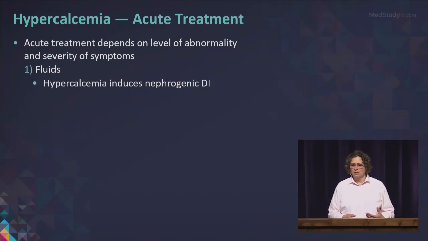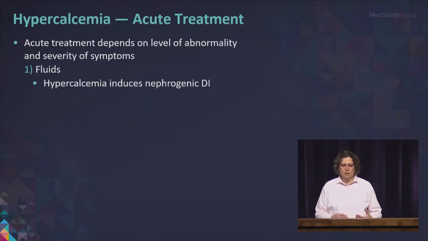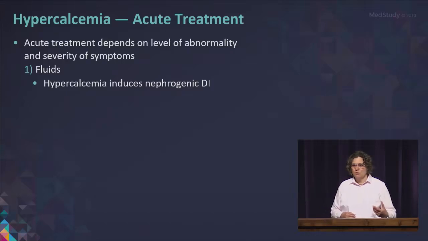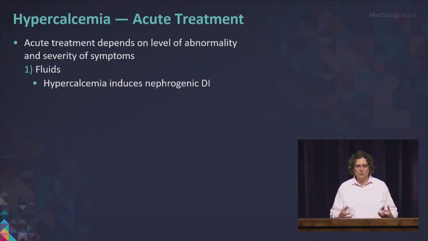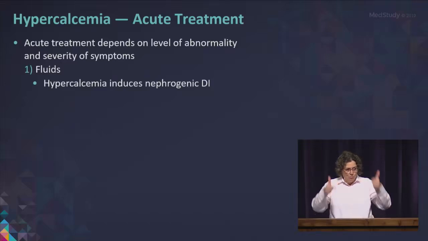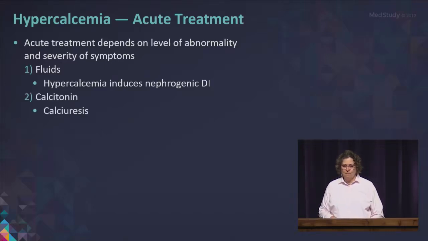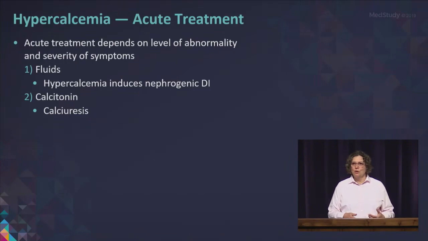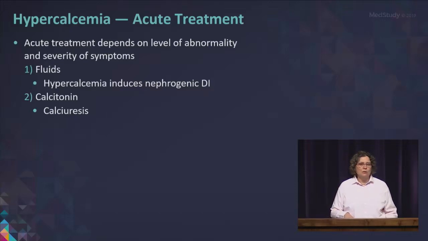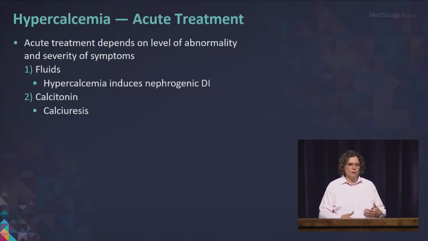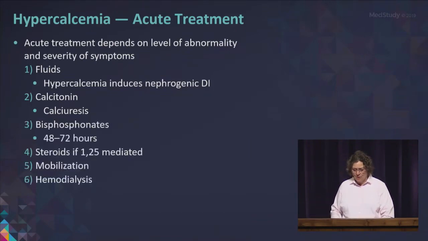Independent of the etiology, you can treat with fluids. So it's hydration, hydration, hydration, because really what we're trying to do is impact the nephrogenic diabetes insipidus that causes the polyuria. So we want to maintain the fluid status, and that will help reverse the hypercalcemia. You can also use calcitonin, which is a calciuretic, so it's going to allow you to pee out calcium. Its effect is short-lived, but it'll help you for the first day or two while you're trying to do the hydration and figure out the etiology.